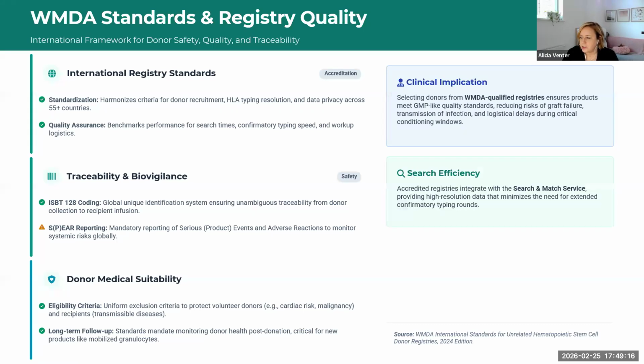There's also search efficiency. Accredited registries integrate with the search and match service, providing high-resolution data that minimizes the need for extended CT testing, so hopefully reducing the time to transplantation even further. We have over 44 million records in the database, and it keeps growing thanks to our many members globally. And we have, as of today, because I updated this slide just before we started, 128 listing sources or listing organizations in the world.